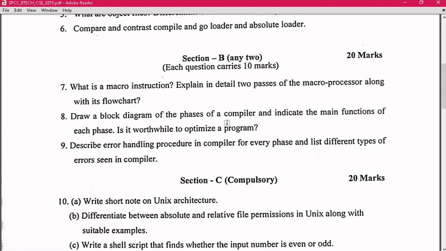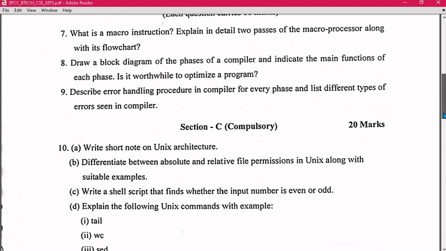As this is a 10 marks question, first of all you need to explain the block diagram, and then explain the main functions of every phase with an example, right? And then it is asking whether we need to optimize a program or not. You know that the optimization phase is optional, so it is up to you. If you want optimized code, it will require less time and will be very handy and efficient. So obviously we should optimize our program.